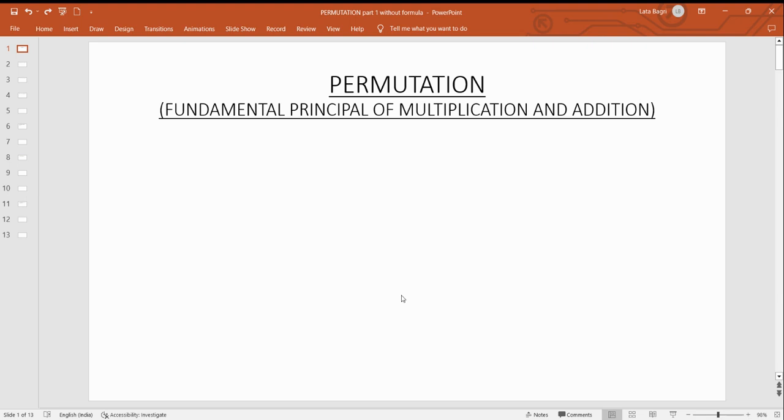Understand, if there are two events, and that event could be anything, maybe selecting a card or a person or whatever. If one event can be done in m number of ways and the other event can be done in n number of ways, and both the events have to be done, maybe together or in succession, the total number of ways of doing that event is m into n. So the total number of ways is m into n.